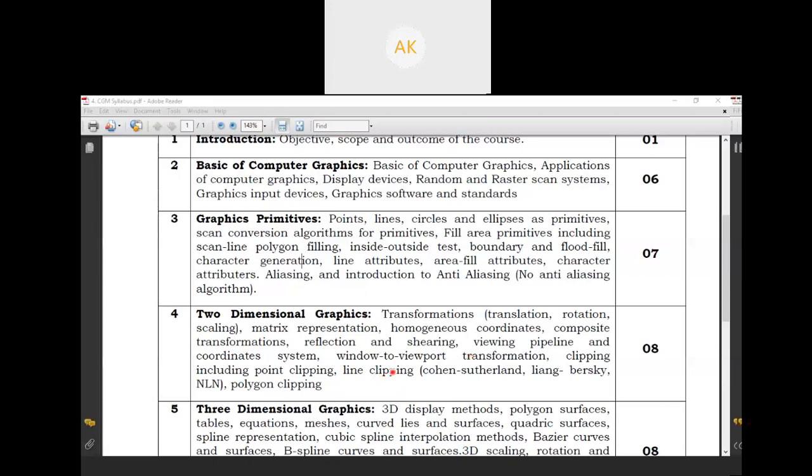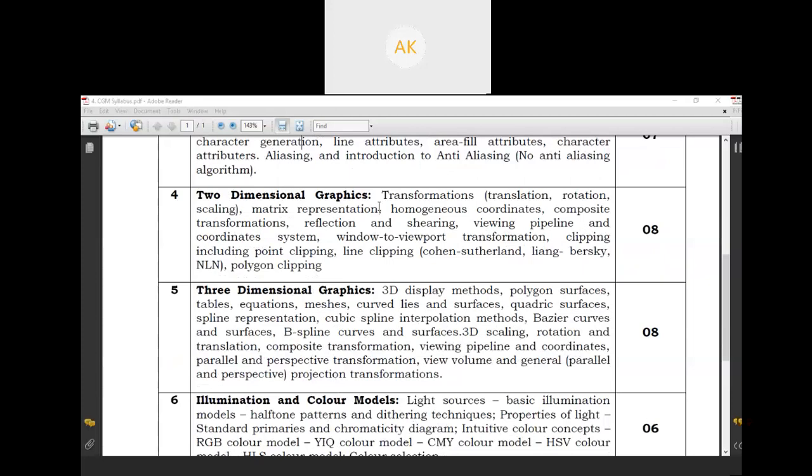The next unit, three-dimensional graphics. The operations we perform in two-dimensional graphics, the same operations we can perform in three-dimensional graphics. There are curves, Bezier curves, surfaces, B-spline curves, surfaces, 3D scaling, 3D rotation, 3D translation. The operations we perform on a two-dimensional object, we can also perform on a three-dimensional object.